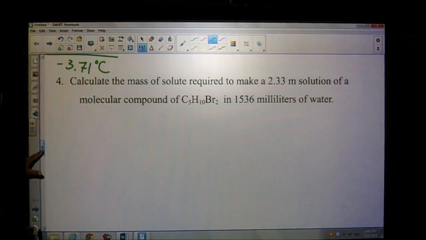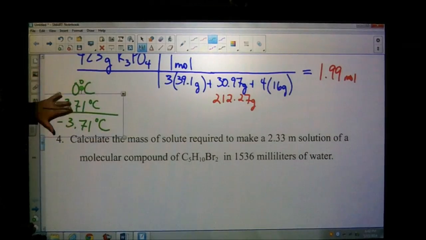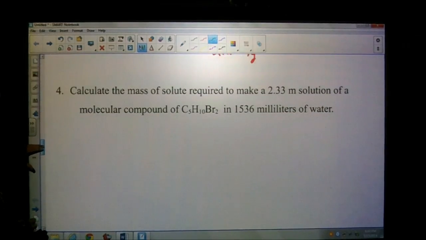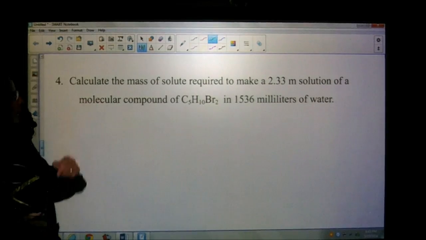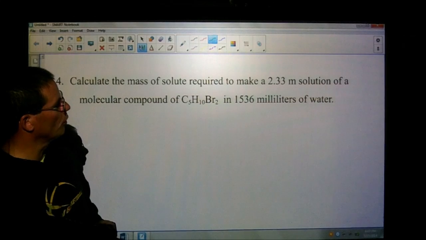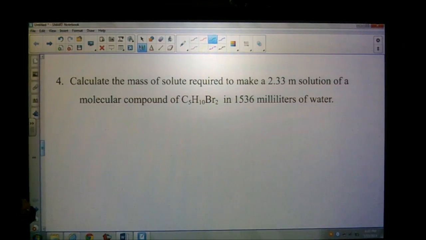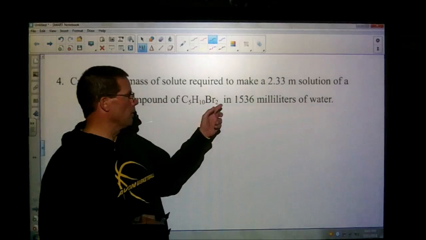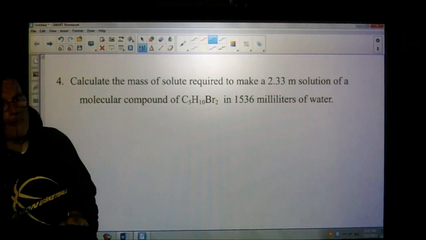All right, here we go. Actually, let's scoot that up a little bit. Number 4, calculate the mass of a solute required to make a 2.33 molal solution of a molecular compound C5H10Br2 in 1536 milliliters of water.